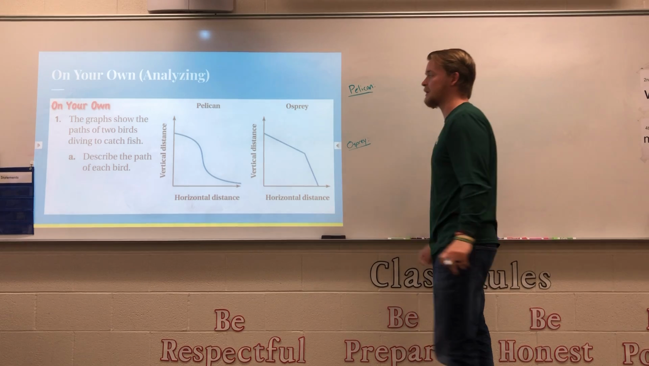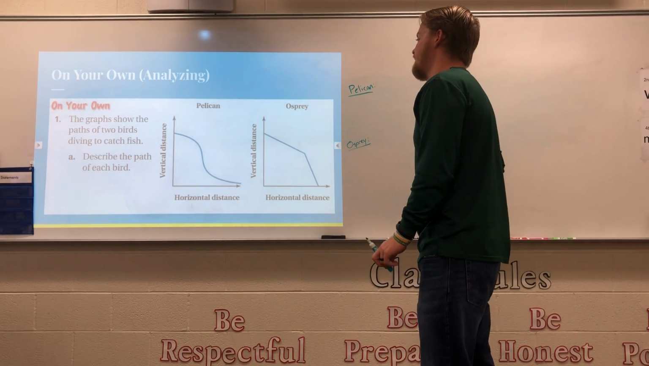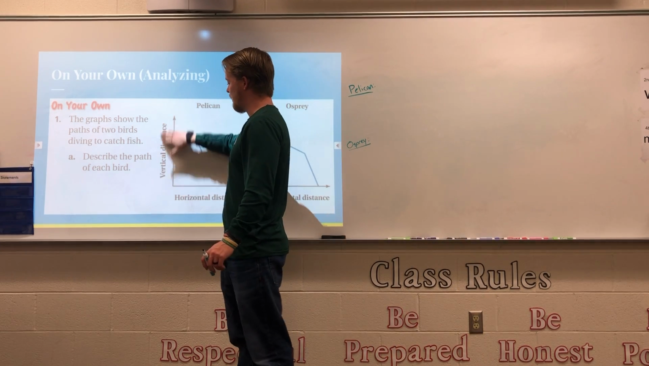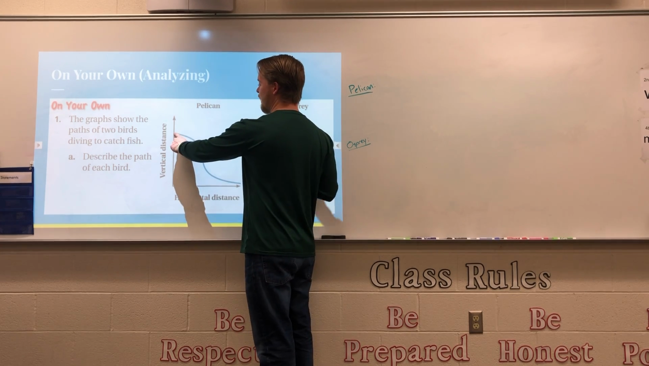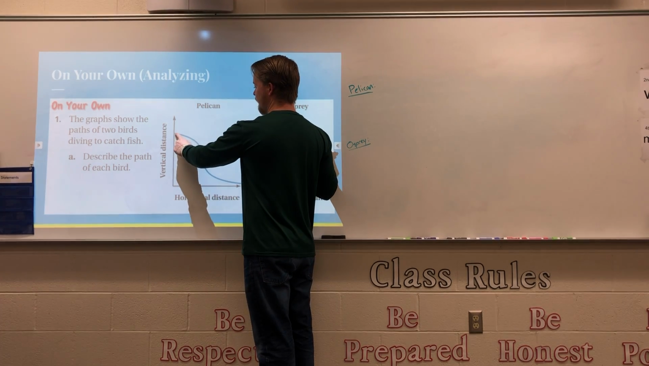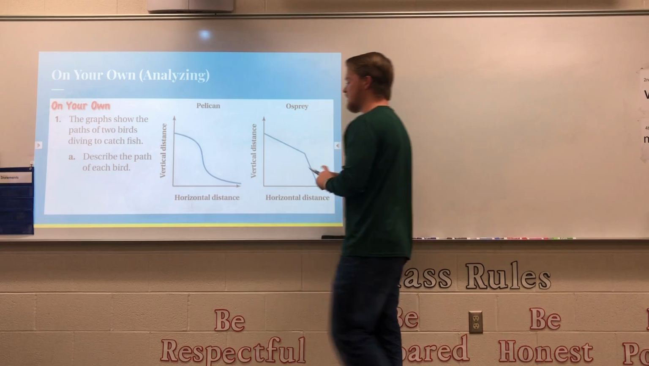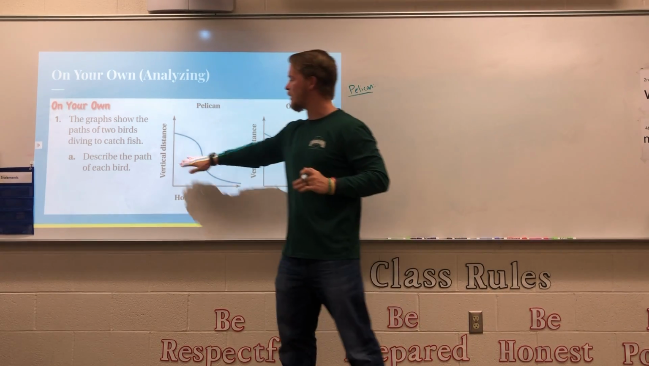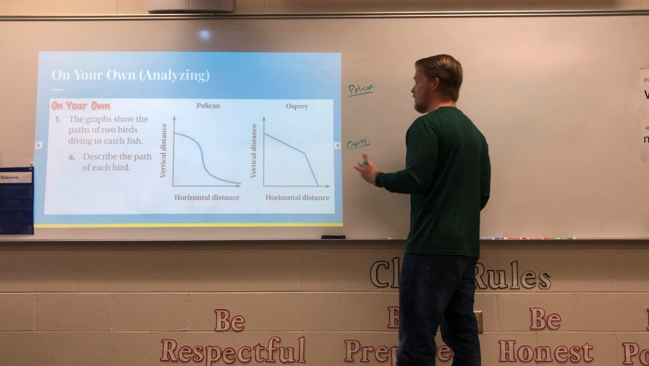Okay, hopefully you've tried it. It says, the graph shows the path of two birds diving to catch a fish. So, first of all, this is the vertical distance, this is the horizontal distance. So you have a bird, the pelican is flying, and as you can see, it's decreasing. So if it's decreasing its vertical distance, that means it's descending, going down. So you can say either descending or going down.